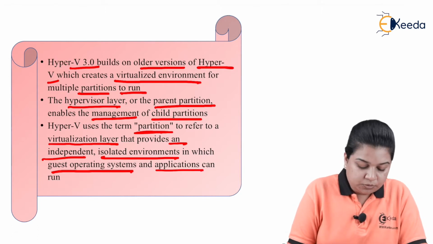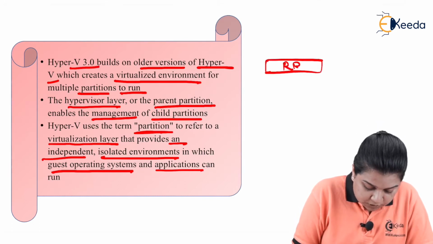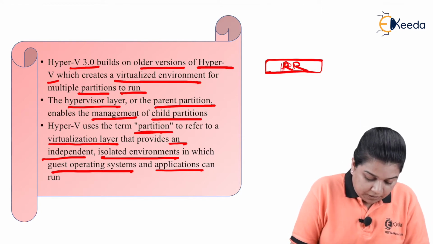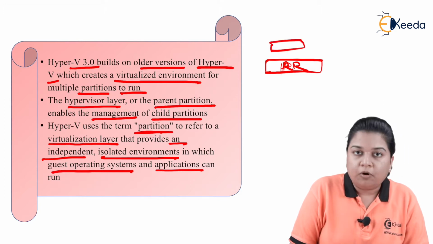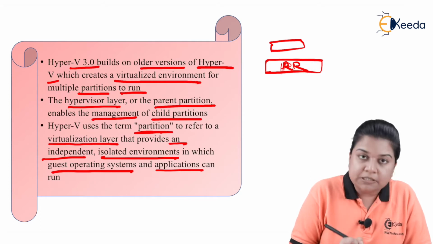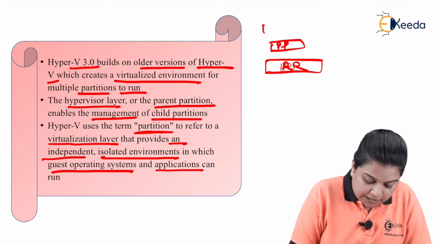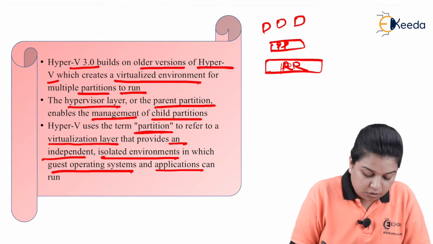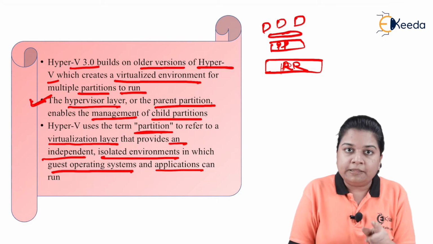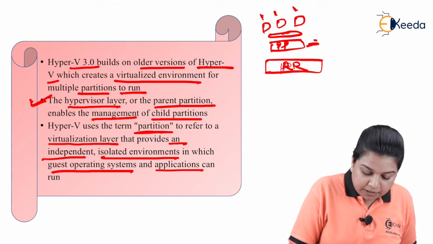See, here what they want to say is that there is one physical resource. With Hyper-V, we have a parent partition again of virtualization. Then this Hyper-V enables management of child partitions. This is the parent partition. It has various child partitions. So this hypervisor layer helps in the management of these child partitions over a parent partition.